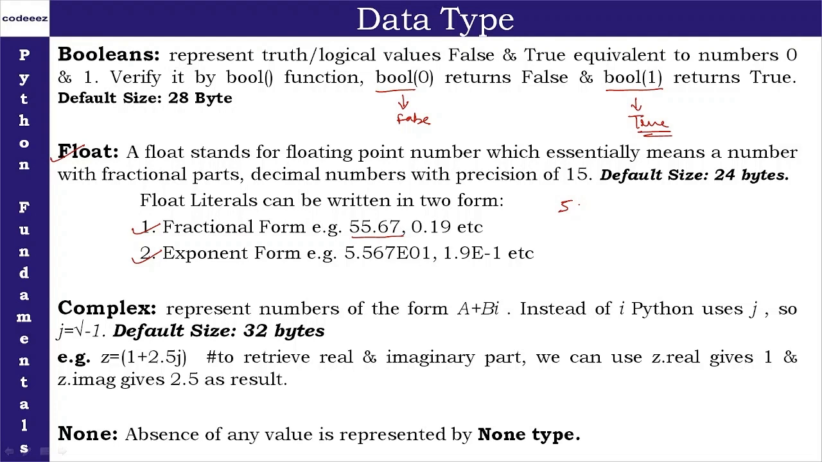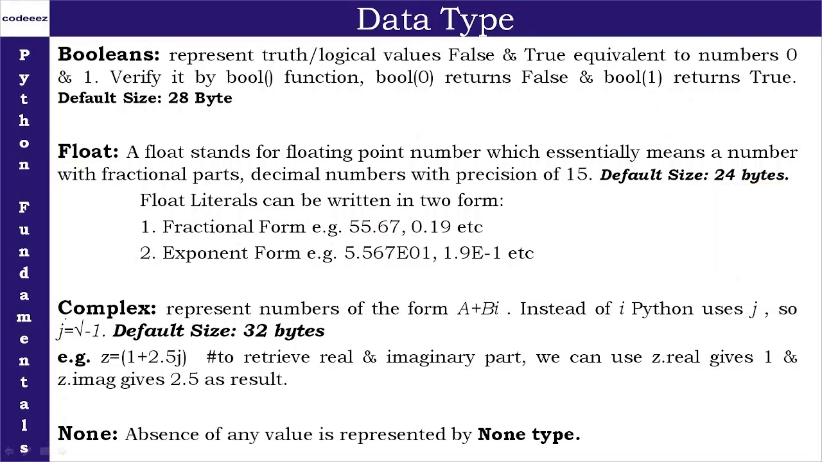Now if the same number 55.67 has to be converted into exponent form, then we will simply normalize this number and move the decimal point just after the first digit. So we will write 5.567, but the actual number was 55.67. To get the actual number, we multiply it by 10 raised to the power 1. Now this can be written as 5.567E01. This 01 represents the power of 10. So this is the exponent form, converted from fractional form. This portion is known as mantissa and this portion is known as exponent. This is how float values are represented in Python. The default size of a float value is 24 bytes.